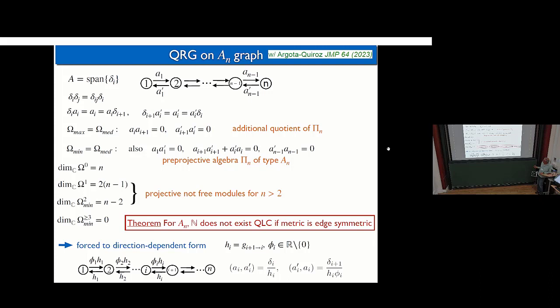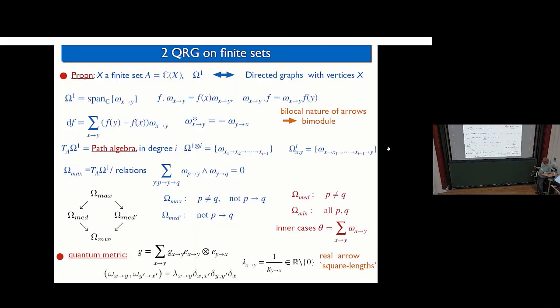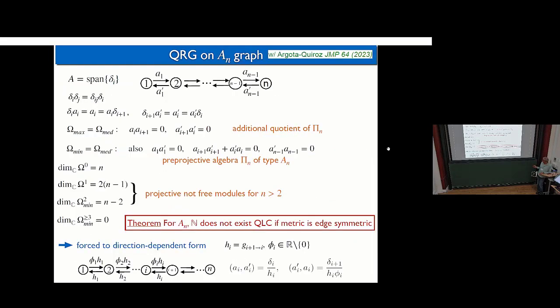It turns out that if the metric is edge symmetric, so you might be naive and you say, well, I should have the same length to go from x to y as go from y to x, right? You would think that it should be associated to the edge, not to the arrow. And if you thought that, you would discover that there weren't any solutions. So it turns out that you're forced to have a direction dependent edge length. So if we call the length h_i pointing to the left, then the lengths going to the right will be some other lengths which differ by a scale factor which I call phi_i. And so it turns out that these phi_i are completely prescribed by the geometry of the graph.